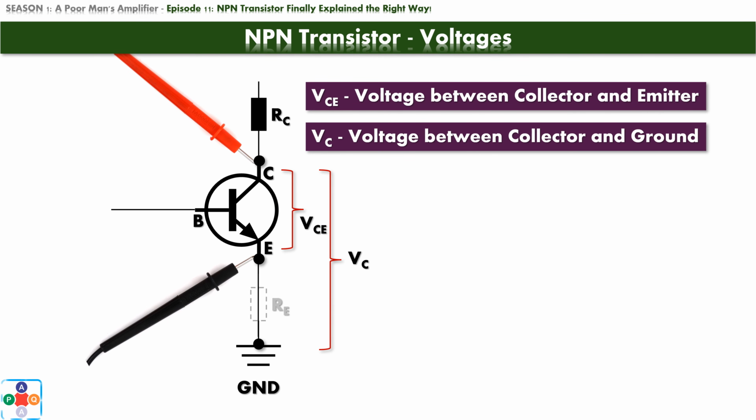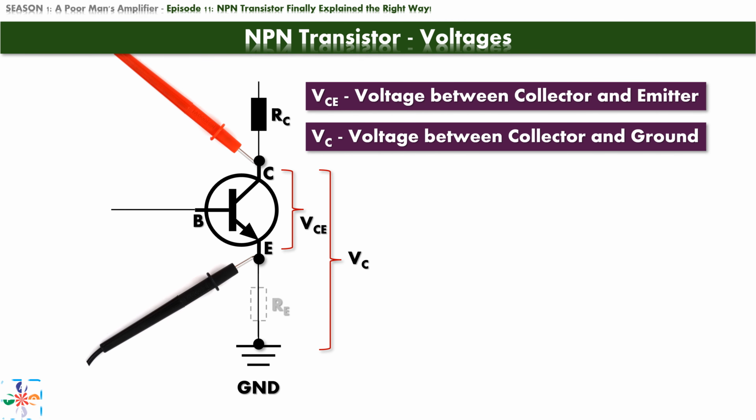Next, we have voltage between collector and emitter terminal. Now, this voltage is very specific. You might have already guessed that we had mentioned this voltage before. If transistor is in saturation mode, this voltage is approximately 0.2 to 0.3 volts.